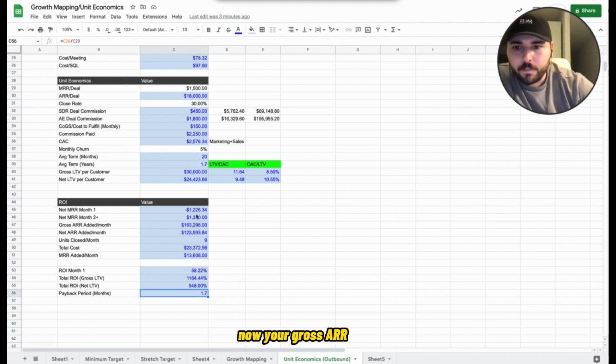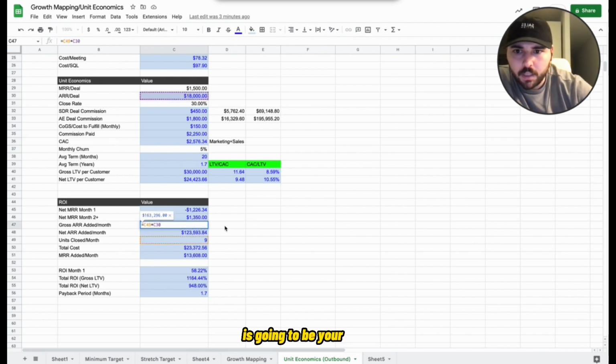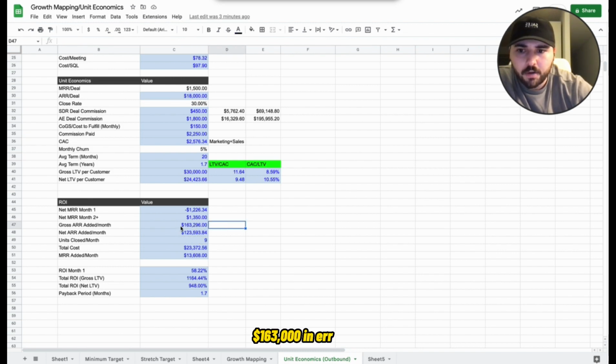Okay. Now, your gross ARR that you're adding per month is going to be your units closed per month times the ARR of the deal. Okay, so here you're adding $163,000 in gross ARR per month, and you're adding 123,500 of net profit per month. Or sorry, this is the net ARR number, so net annual profit per month.